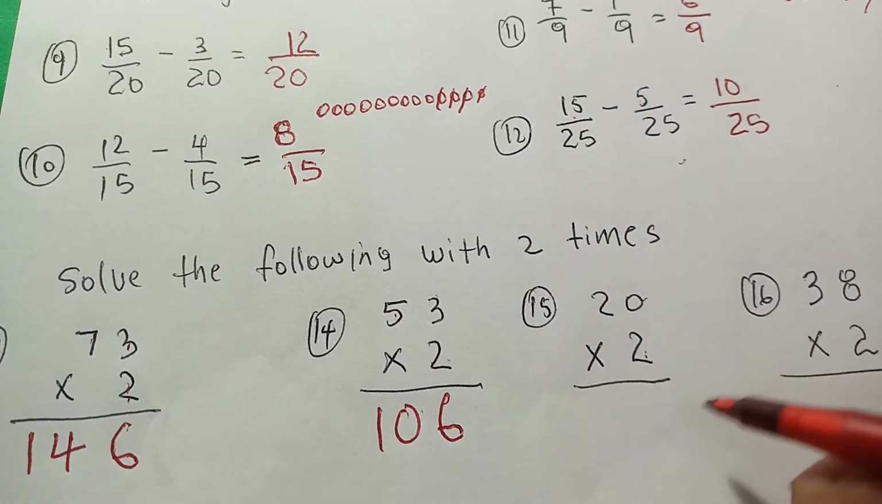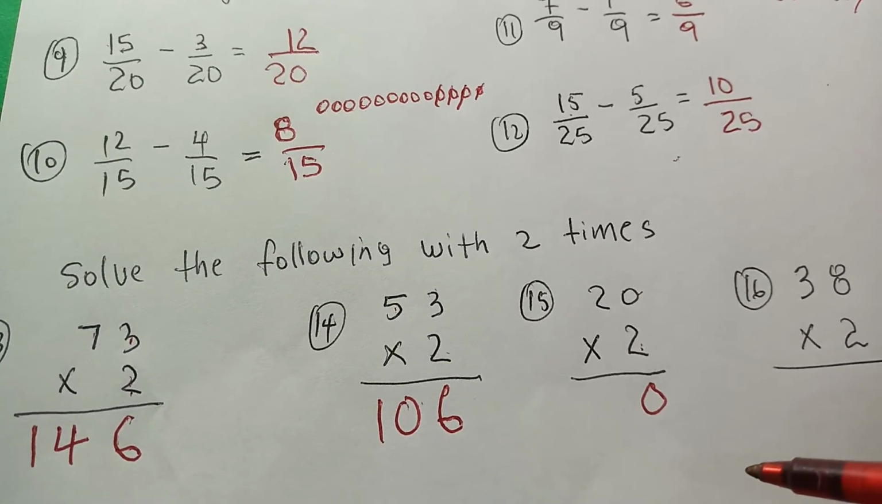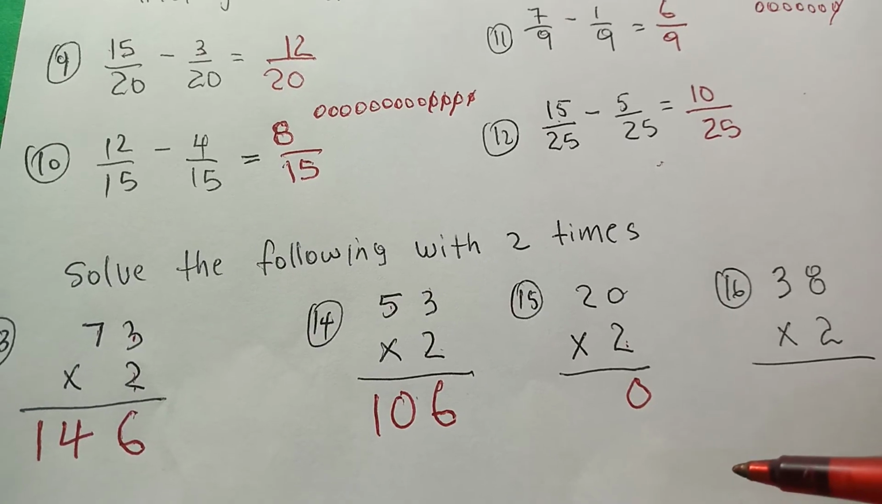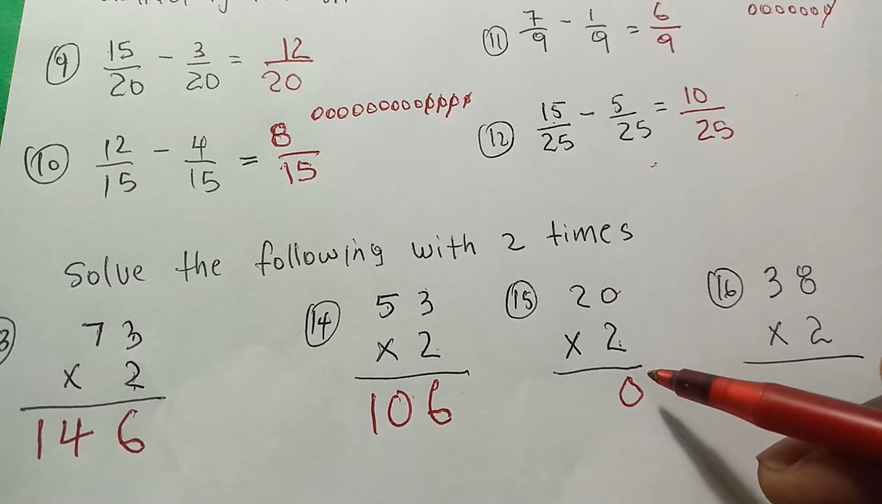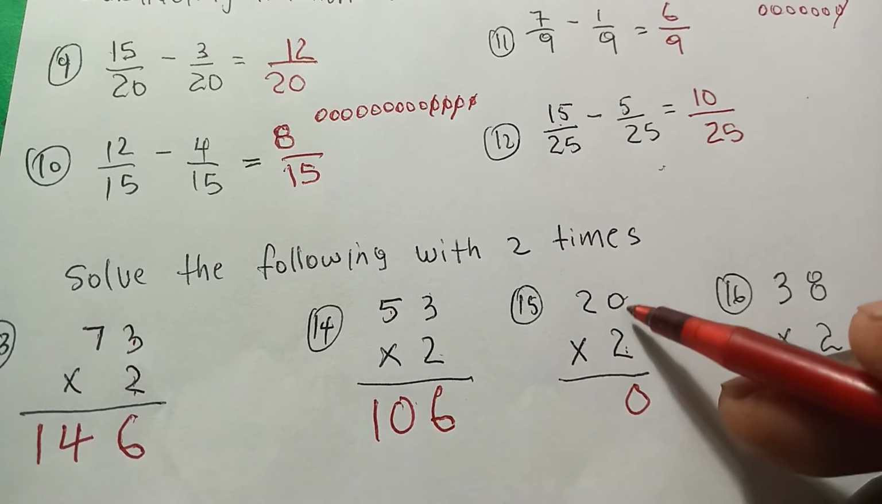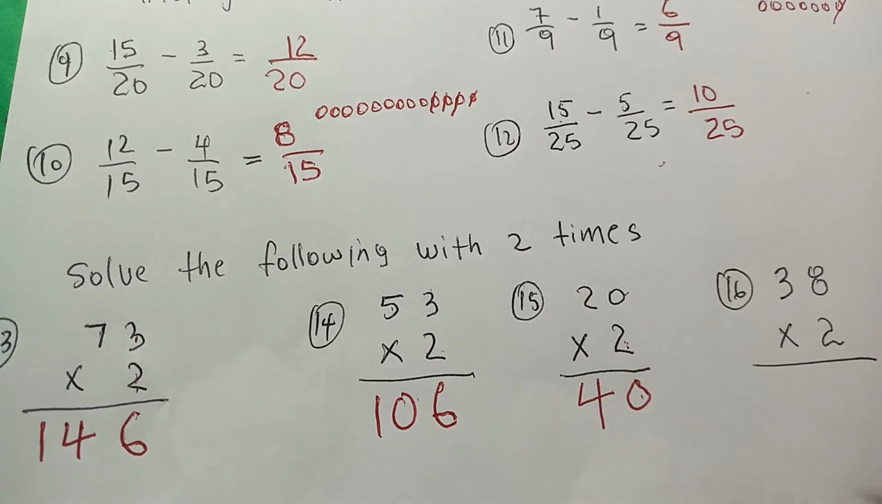2 times 0 is 0. Any number multiplied by a 0 is going to give you a 0. In addition, it is different. Because if you're adding 0 to a number, the number remains. But when you're multiplying, once you multiply a number by 0, it's going to be 0. And 2 times 2 gives you 4.